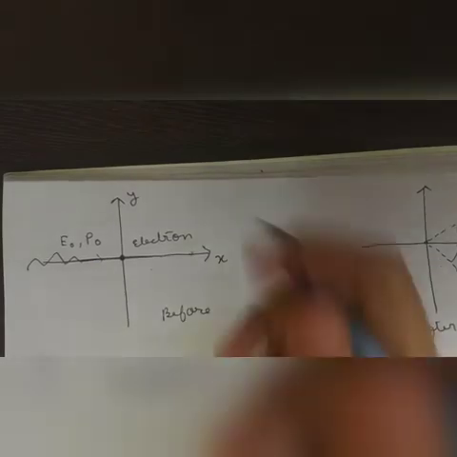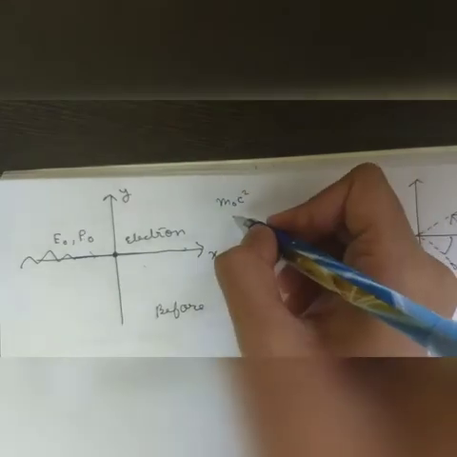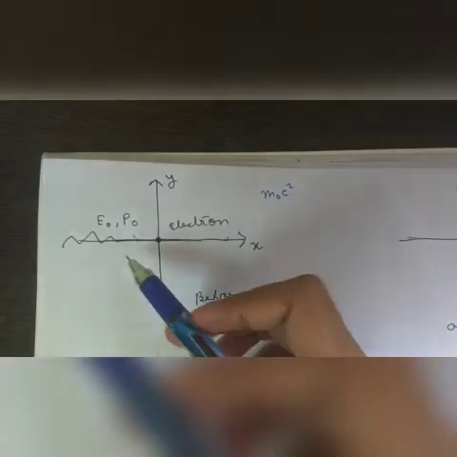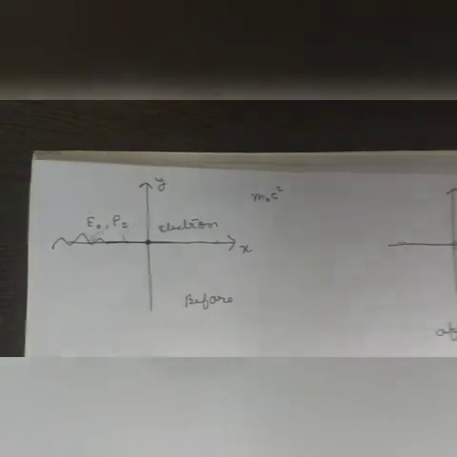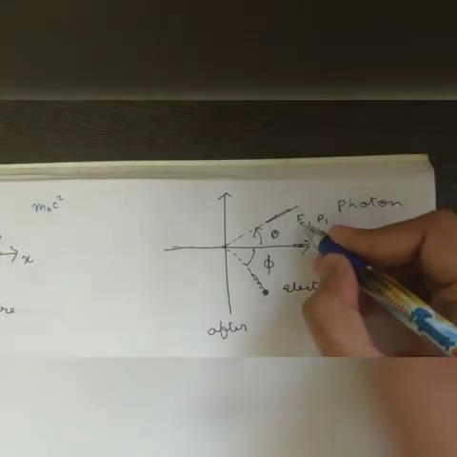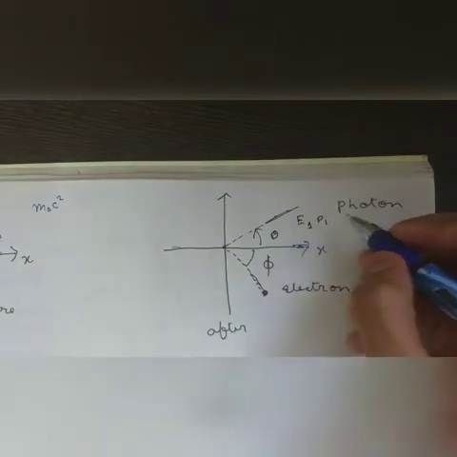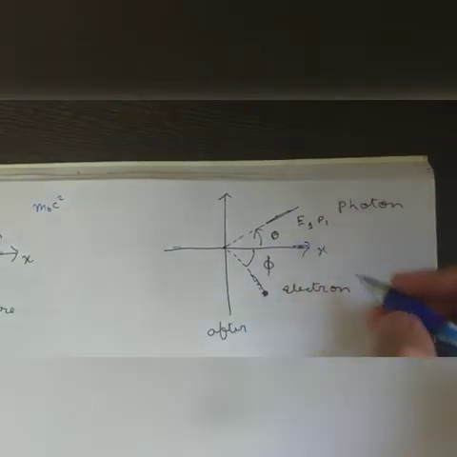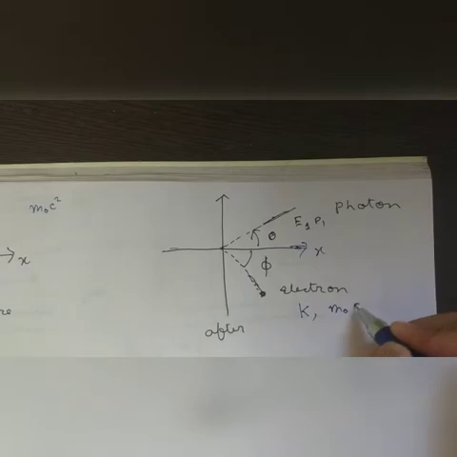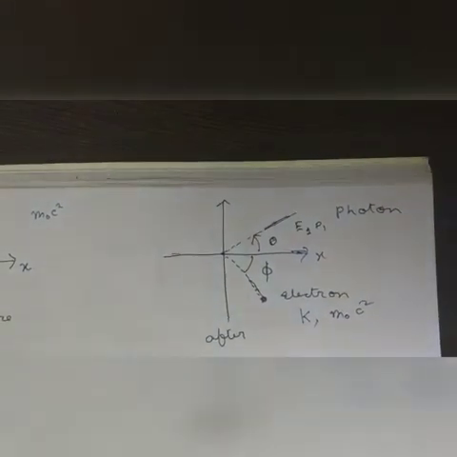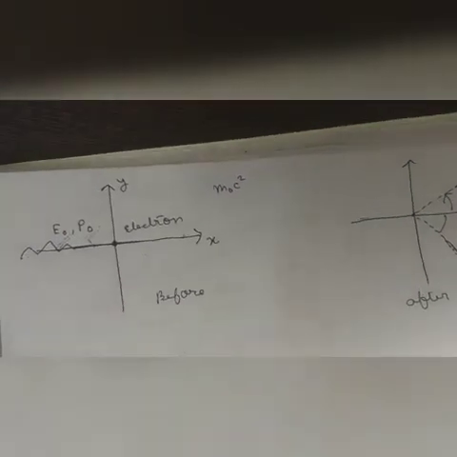Here, if the mass of the electron is m naught, m naught c square is the rest mass energy of the electron. Originally the energy of the photon was E naught and its momentum was P naught, and after the scattering the new energy of the photon is E1 and its new momentum is P1. The kinetic energy of the electron is K here, and its rest mass energy will be the same, m naught c square. So what we do here is apply the law of conservation of momentum first.